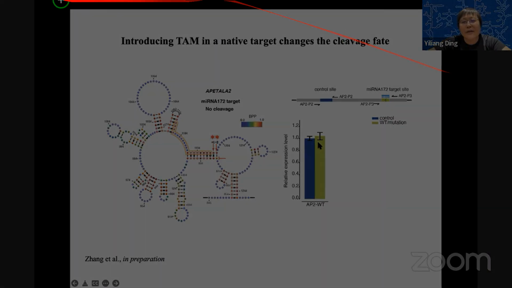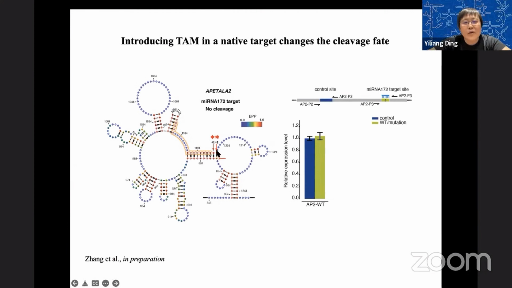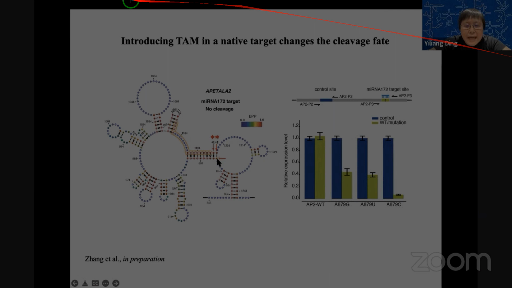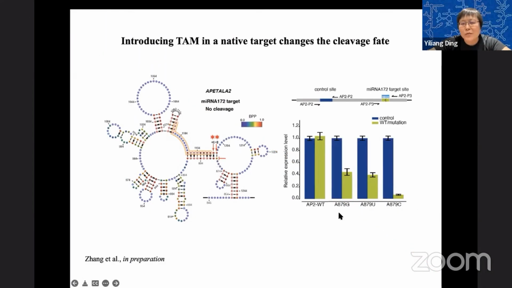What we can see is that in the wild type, which doesn't have TAM formation because of the base pairing, AP2 abundance is very high, because the microRNA cleavage is not happening. Once you change this A to G, U, or C, no matter what you change, the AP2 abundance drops down, because microRNA cleavage happens. This really shocked us, because a single synonymous mutation can turn on the microRNA cleavage fate. So then we're wondering whether or not this kind of structure change can really have a bigger genetic effect.